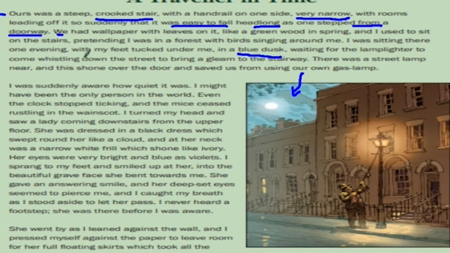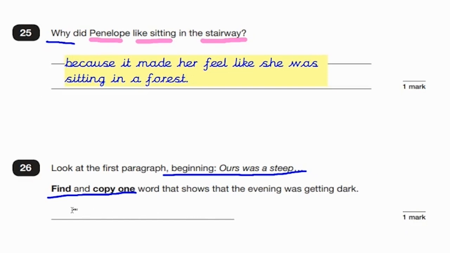"Waiting for the lamplighter to come whistling down the street to bring a gleam to the stairway. There was a street lamp near, and this shone over the door and saved us from using our own gas lamp." So I was sitting there one evening, my feet tucked under me in a blue dusk. So I think this word here would suggest that it's getting darker. So back at the question, we've got find and copy one word that shows the evening was getting darker. I think dusk would be an appropriate word to put here.